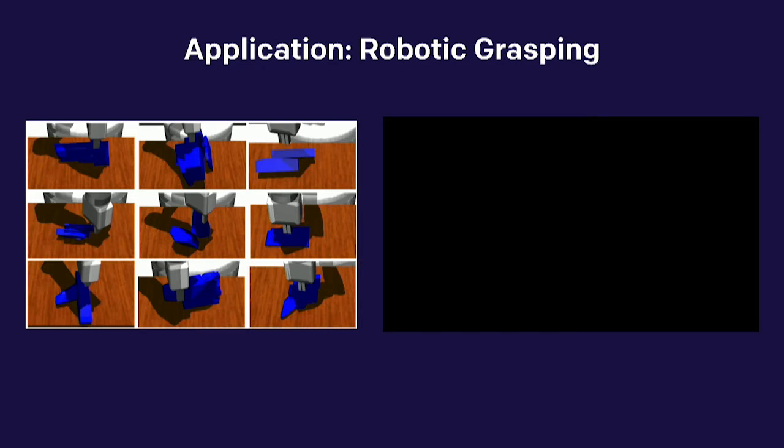And the last application that I'll talk about is grasping. The goal here is, we want a robot that when it sees a new object for the first time, it's able to immediately know how to pick that object up. And this is one of the long-standing problems in robotics.